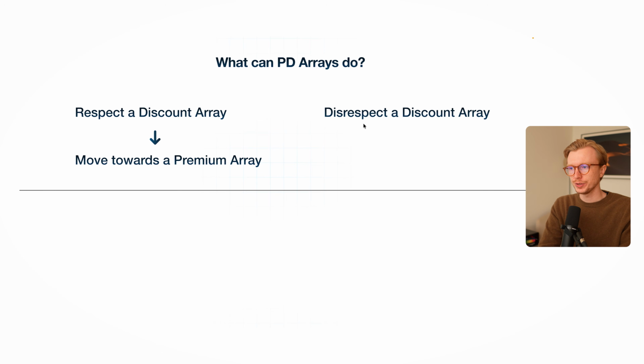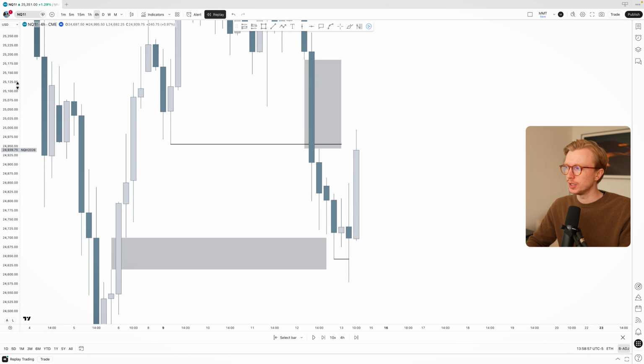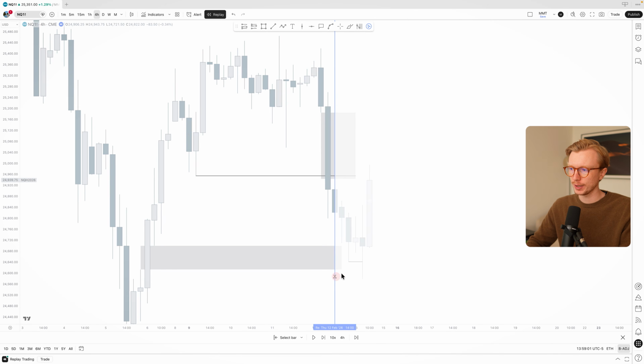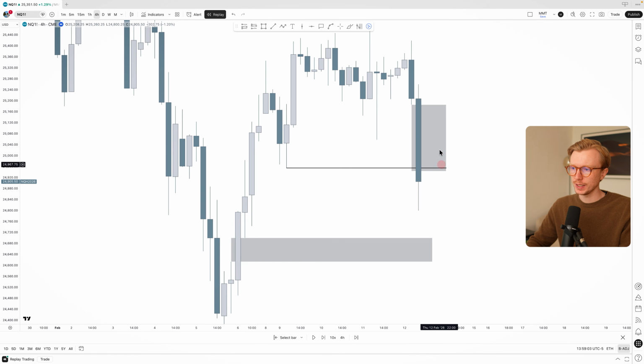Now, what is the second option? The second option is disrespecting. When we disrespect a discount array, what can we expect next from price? Well, it's very likely that price will now move towards the next discount array. We actually see this a little bit earlier in this price action as well. If we go back right there, we have this swing low, and we actually trade back into it.